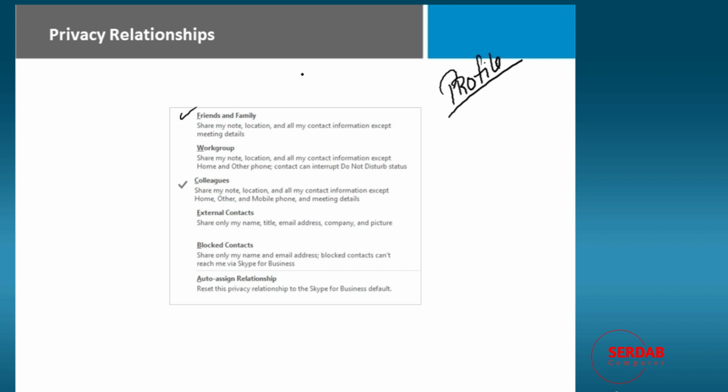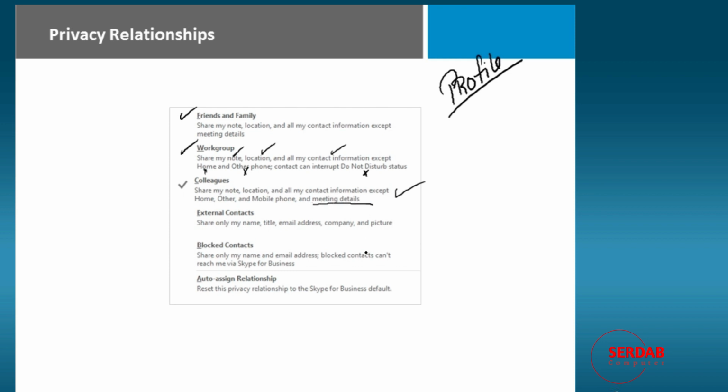So if they're part of friends and family, they can see everything. Now, friends and family means really outside the organization. That's something the administrator has to turn on or off. By default, you can only see people inside your organization. If you put someone in the work group, that means they can see a note that you've left, where you're physically working out of, and your contact information, but they can't see home and they can't see your other phone. They also cannot interrupt a do not disturb status. So if you've got that up there, they can't communicate with you at all. If you put them under colleagues, then they get a little bit more information.